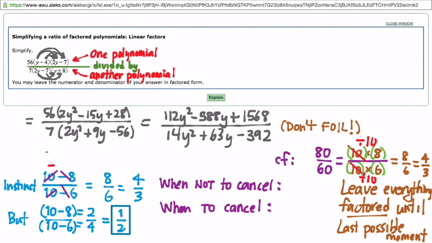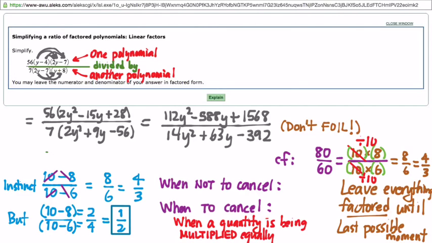So what we may cancel are factors. When a quantity is being multiplied equally in the numerator and in the denominator. Equally upstairs and down. Like the 10 was being multiplied equally upstairs and downstairs in 10 times 8 over 10 times 6.